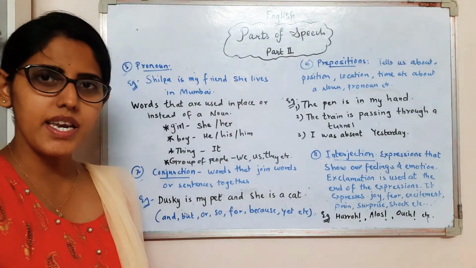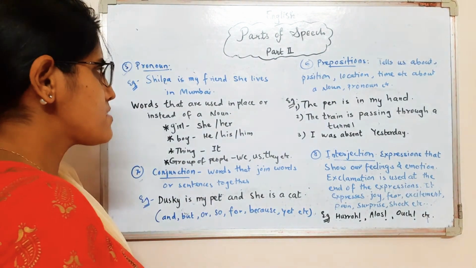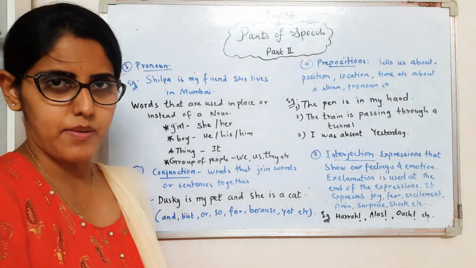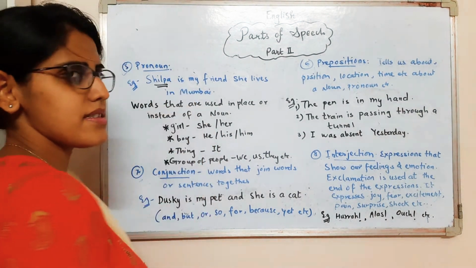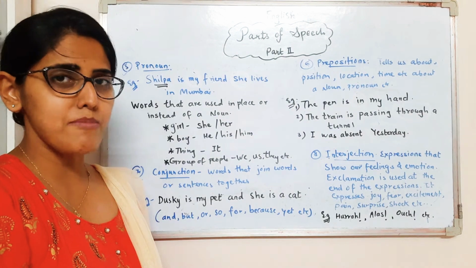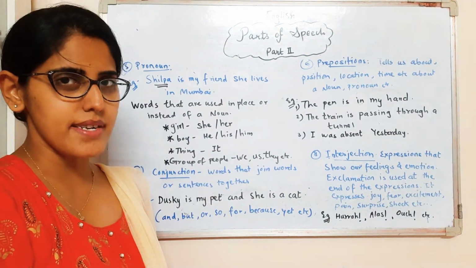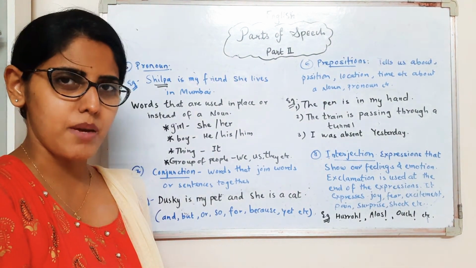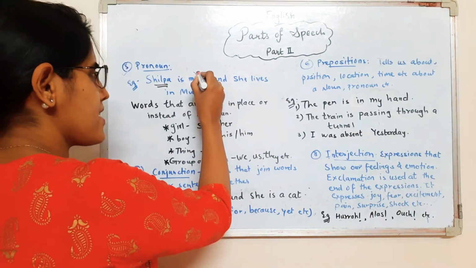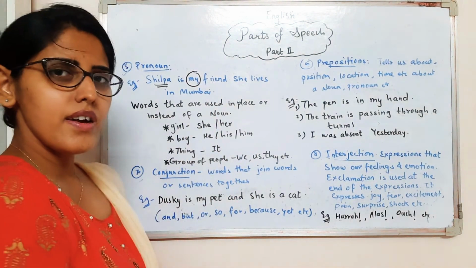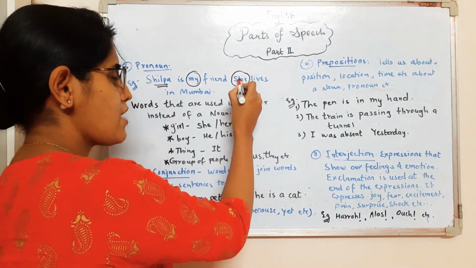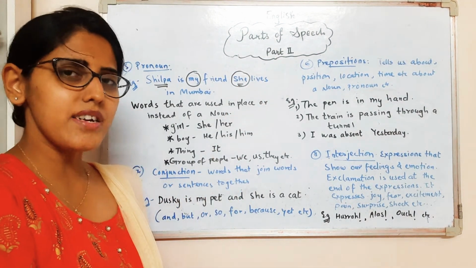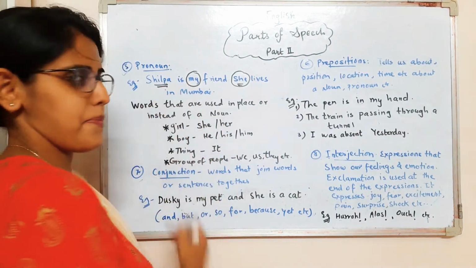You will see I have written an example over here. Shilpa is my friend. She lives in Mumbai. You will observe that I have used the name Shilpa only once in the sentence. Plus, when I am talking about whose friend she is, I did not use anybody's name, but instead of that I have written mine. Further, I have also continued by saying she lives in Mumbai. Now here when I am talking she, it automatically represents Shilpa.